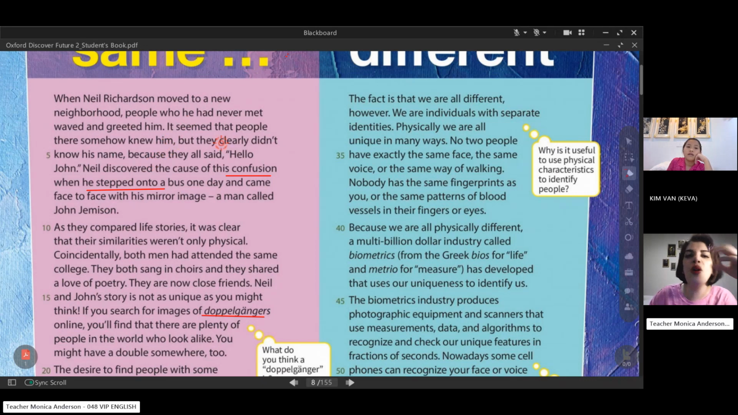It's his reflection, like ourselves. Maybe actually it was exactly the same. The new person was exactly the same. So because of this, people got confused. It was a misunderstanding. They didn't understand that this person is different from John Jemison.